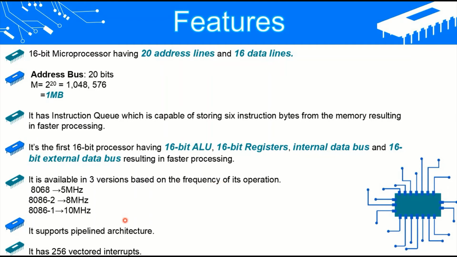It supports pipeline architecture. As we know, an interrupt is a process of creating a temporary halt during program execution and allowing peripheral devices to access the microprocessor. The 8086 microprocessor has 256 vector interrupts.